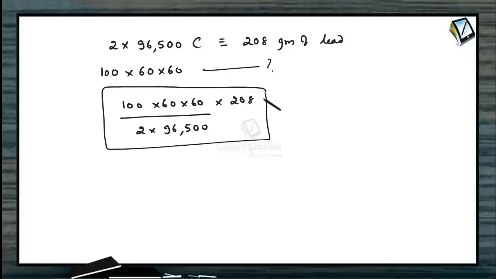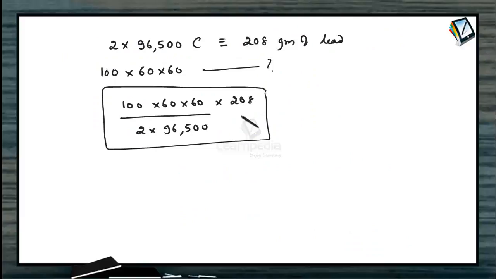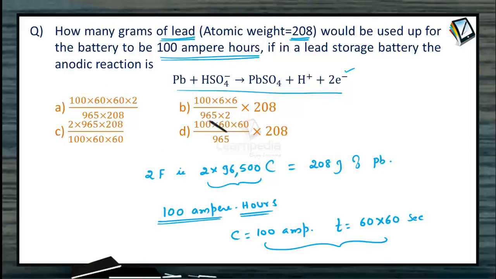Now depending upon the answers, we need to choose. So if you go for the nearest number to this, the first option A given is 100 into 60 into 60 into 2 by 965 into 208 in the denominator. But what we got here, if you see, is 208 in the numerator and the other numbers are also different. So therefore A is the wrong answer.